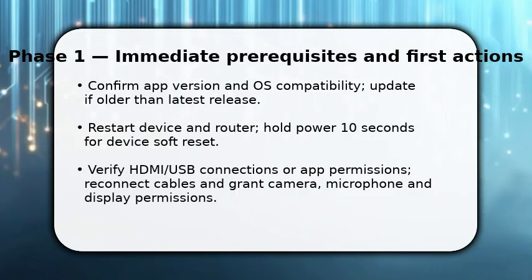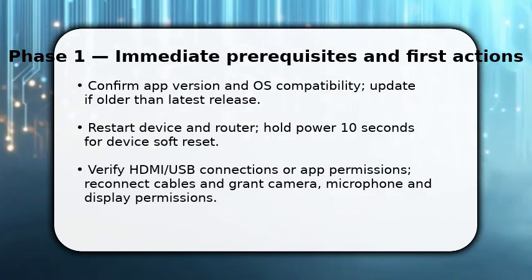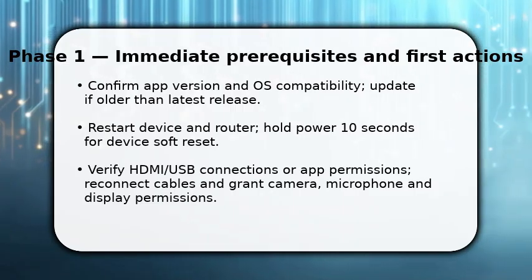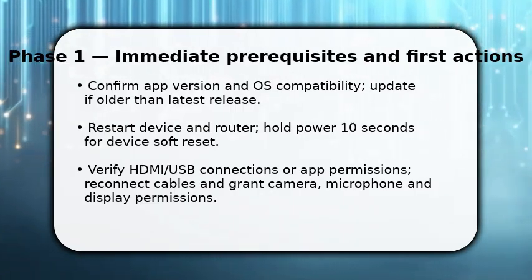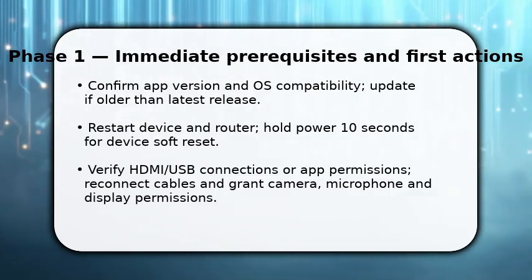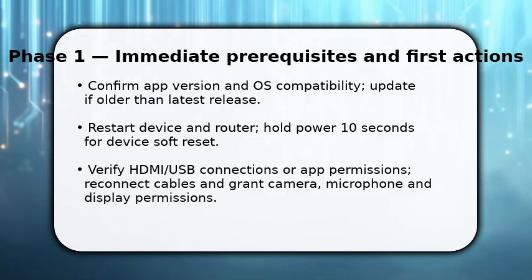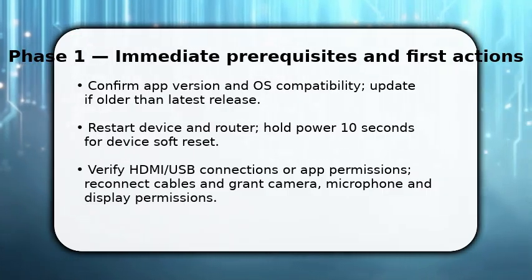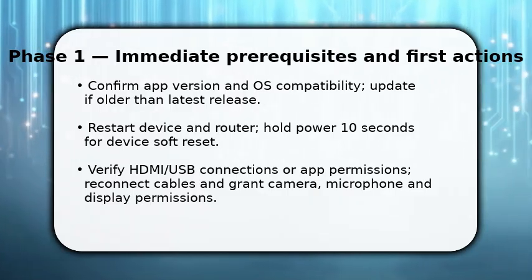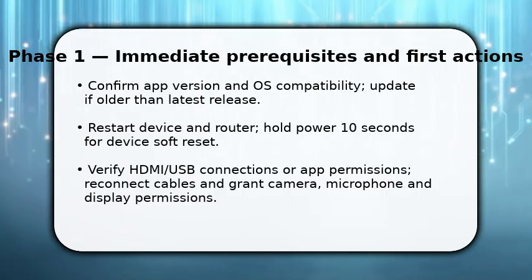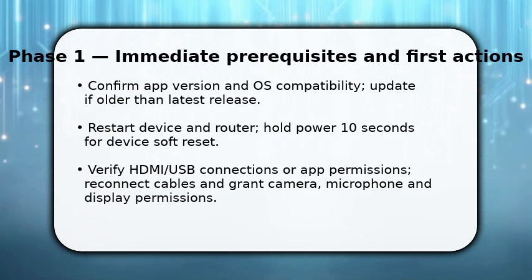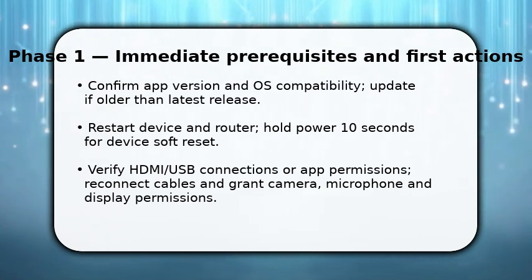You start by verifying prerequisites and taking the first actionable steps. Update the custom cast app and your device OS so components match. Once done, restart both the streaming device and router to clear temporary states, because many black screens come from stale network or app caches. Next, check physical connections and permissions. Reconnect HDMI or USB and allow camera, microphone, and display permissions, since missing permissions or loose cables are the most immediate causes of a black output.